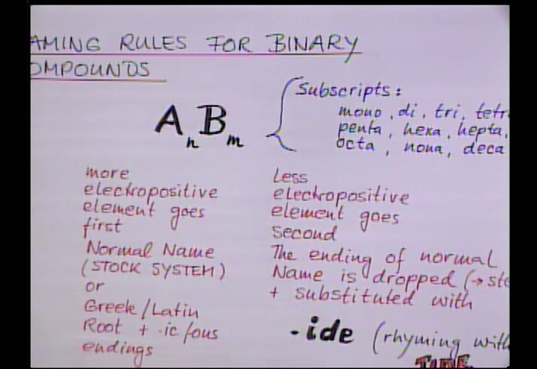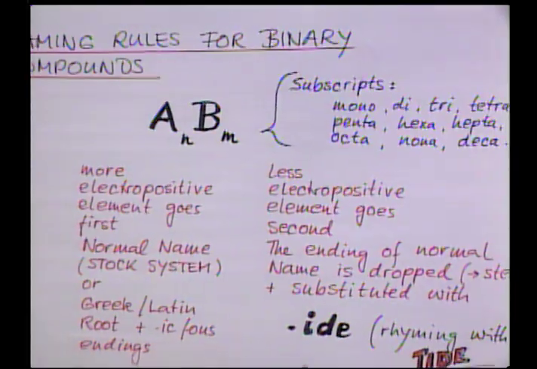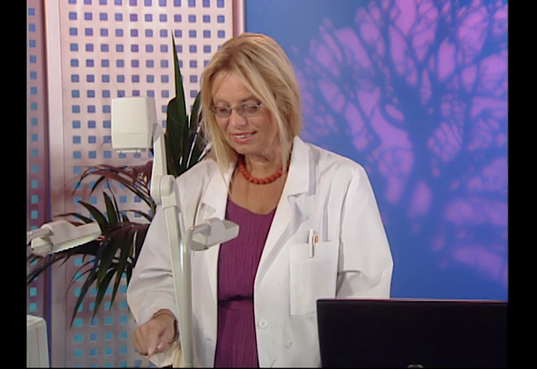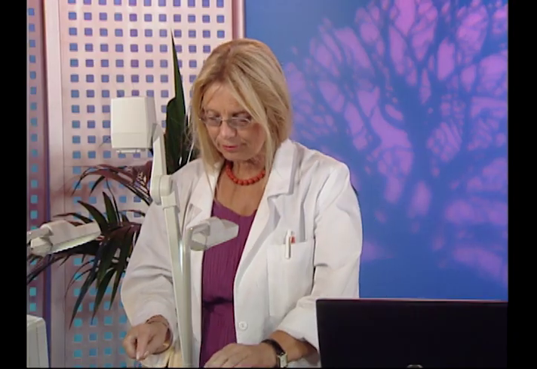And the second element has to be brought back to its stem. That means you have to drop the ending. And then you add a new ending, which is called "ide." So all binary compounds rhyme with "ide" or "tide" if you are using Tide in your laundry. But this is not supposed to be an advertisement. It just rhymes very well.